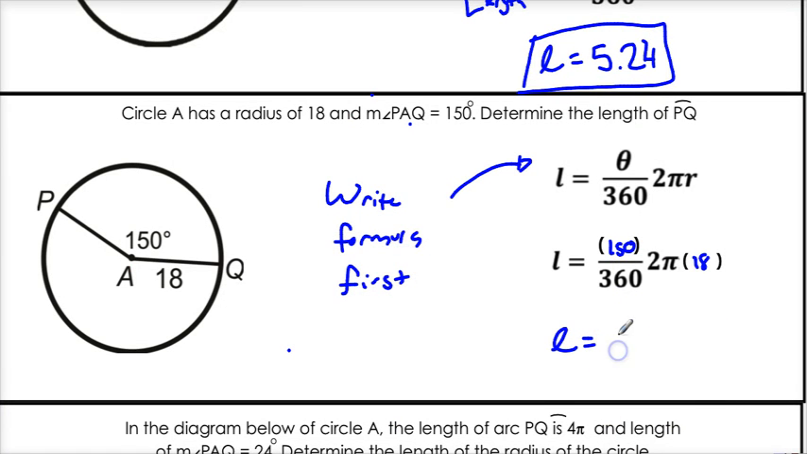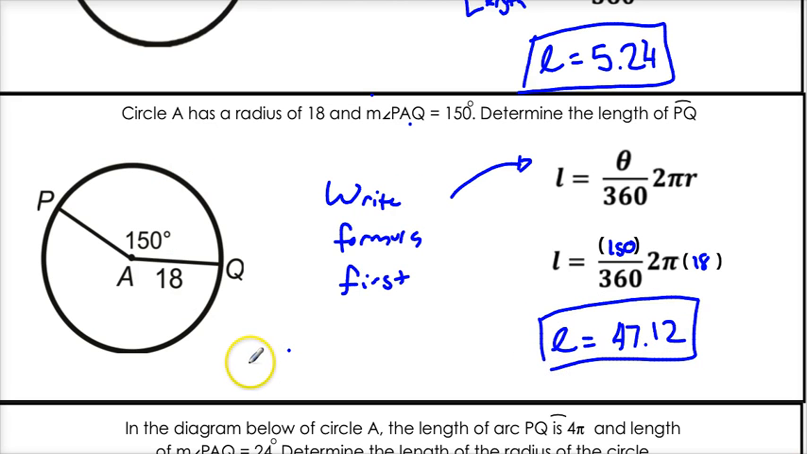All right, and that is 47.12. Look at that. So we could say that arc PQ is equal to 47.12.